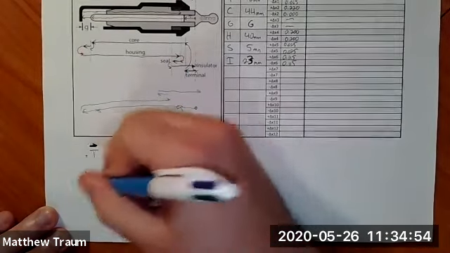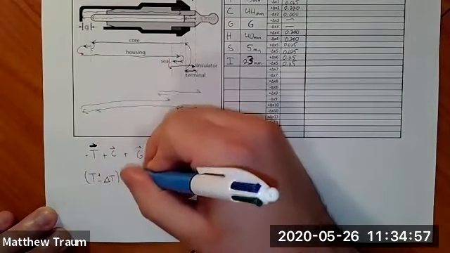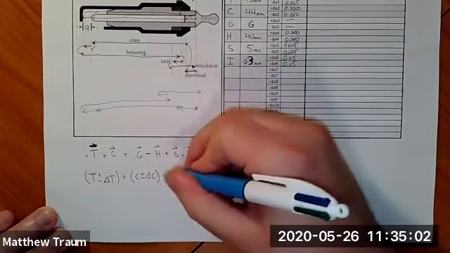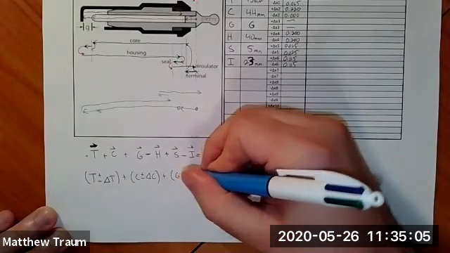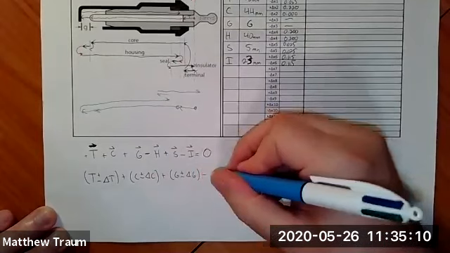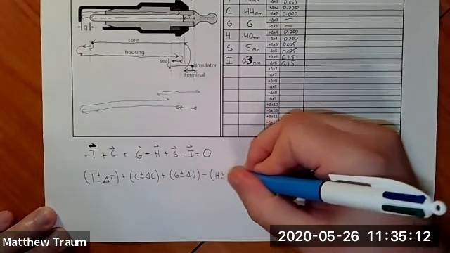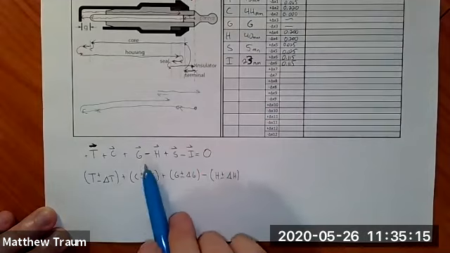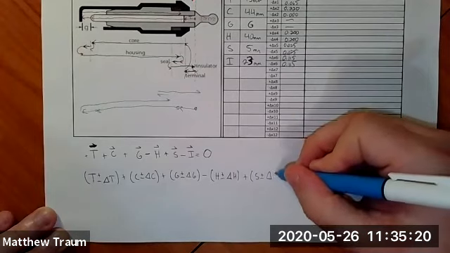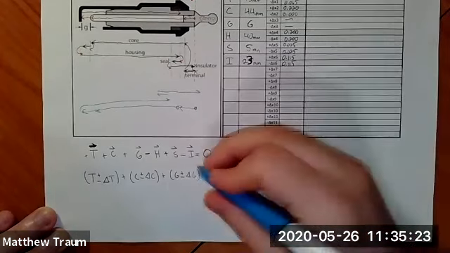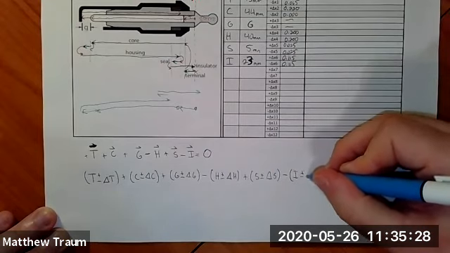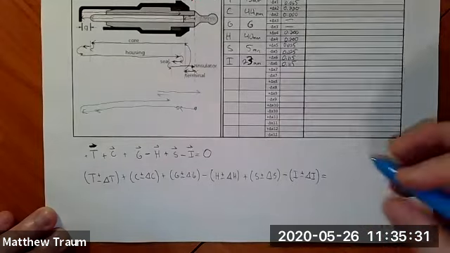delta T, and I put that in parentheses, and then C is plus or minus delta C, and then G is plus or minus delta G, and then H, I have to be careful because H is negative, so it's going to be negative H plus or minus delta H, right? And then S is plus or minus delta S, and then I've got to be careful because I has a negative sign in front of it, so negative I plus or minus delta I. And this all equals 0.